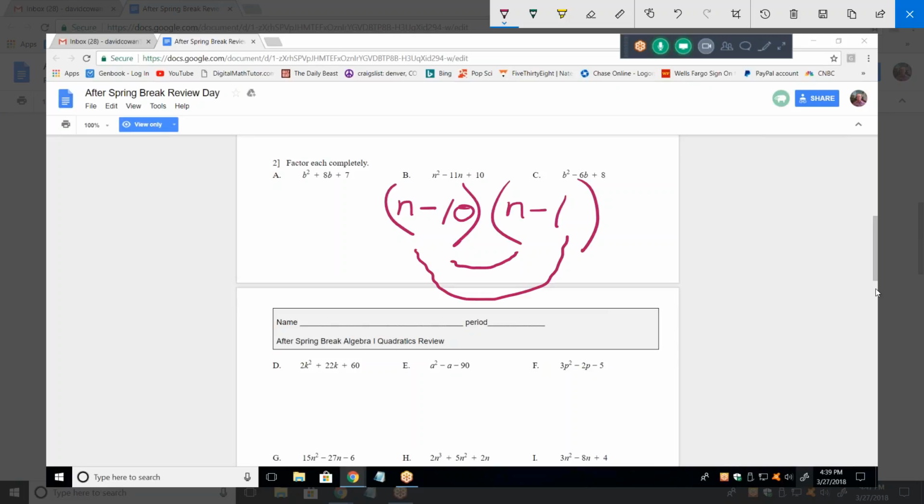What's the inside? Inside is 10n, oh no, it's minus, negative 10n. Okay, that negative, minus sign. What's the outside? Negative 1n. Add them together, negative n. And then add them together will equal negative 11n. I'm done. In other words, that is my middle term. That means I did it correctly.